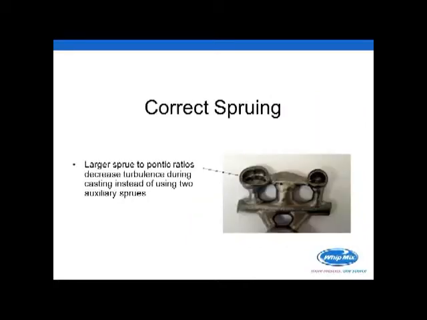Remember, you can always add a larger sprue to a pontic. That will help to reduce the amount of turbulence in the metal that's moving through there, or possibly glass, and give you a better casting or pressing.